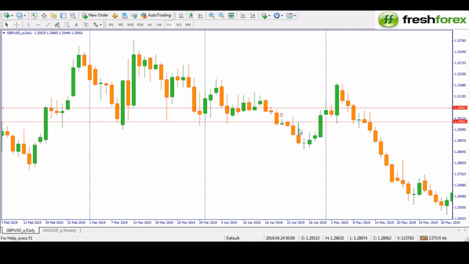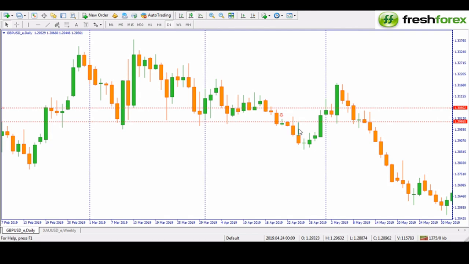So there's another one here, which I think can be a good one. Look at the high of this one, then the low of the same candle, then the high of the previous one, the high of this one, and the low of the previous. So this can also be described as an inside bar.